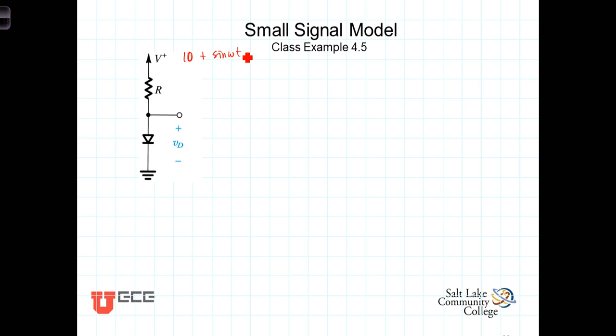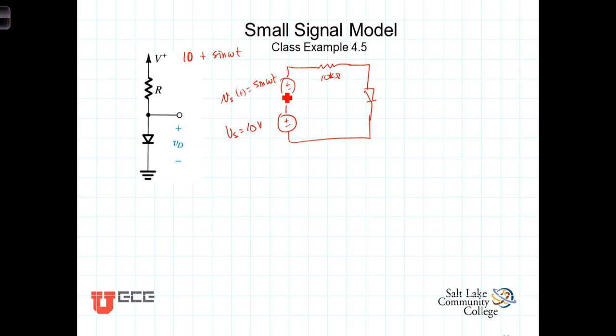So we can draw this in a little more familiar form as our DC source here, we'll call it V sub S, equal to 10 volts. But it has superimposed on it a lowercase v sub s of t equaling 1 times the sine of omega t. And it's driving a diode through a 10 kilo ohm resistor. We're asked to determine the small signal voltage variation on this diode due to this 60 cycle per second ripple on our 10 volt source.